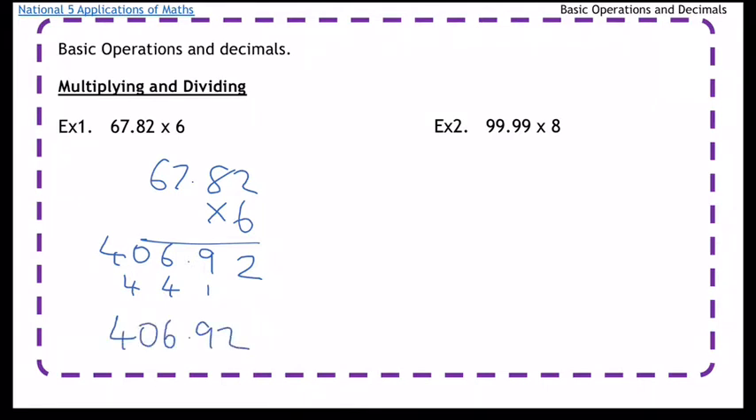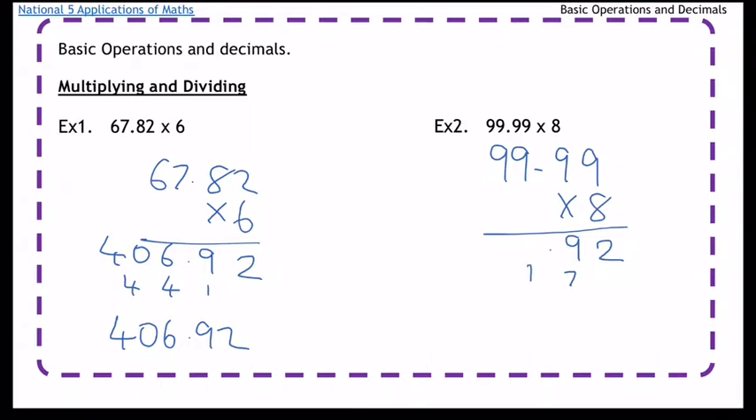Right, next one is 99.99 times 8. So 8 times 9 is 72. So 2 carry the 7. 8 times 9 is 72, plus 7 is 79. So 9 carry the 7.